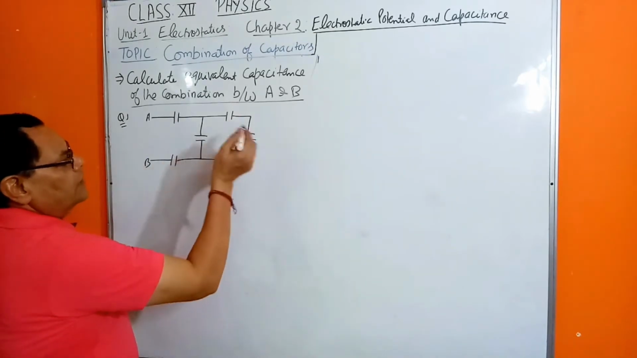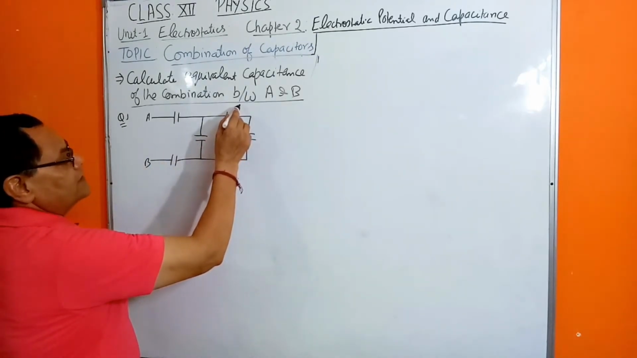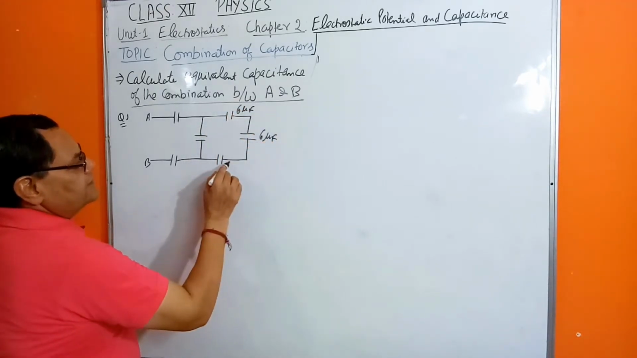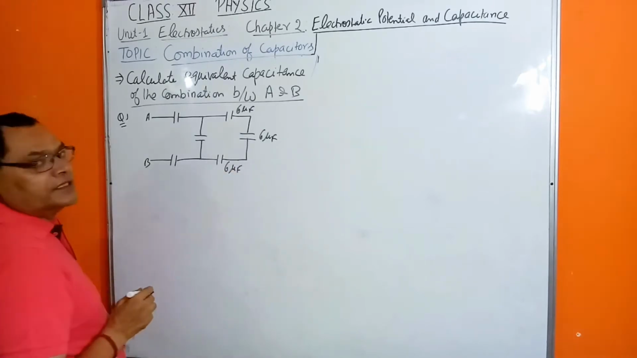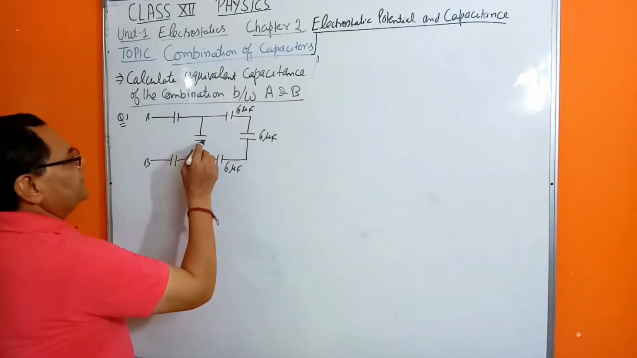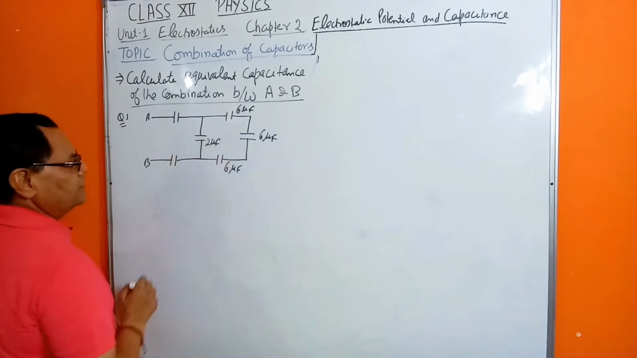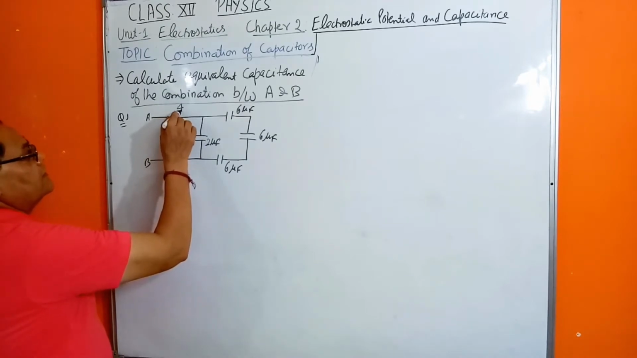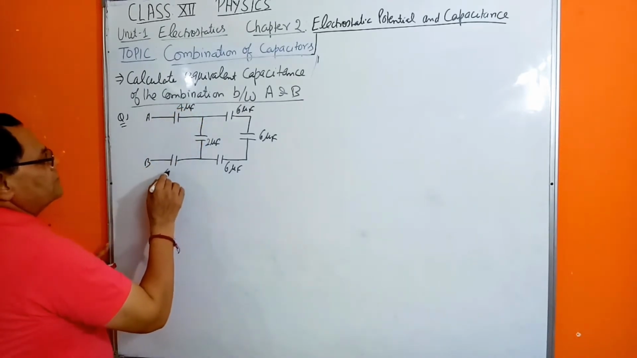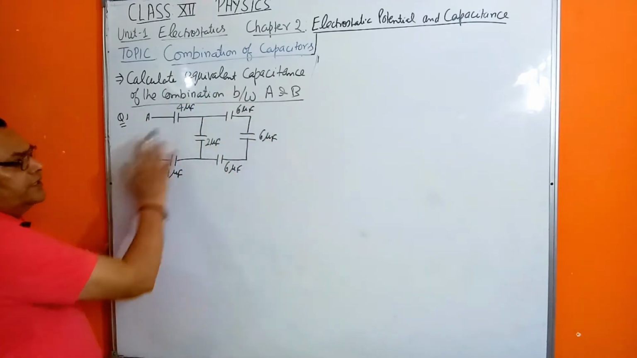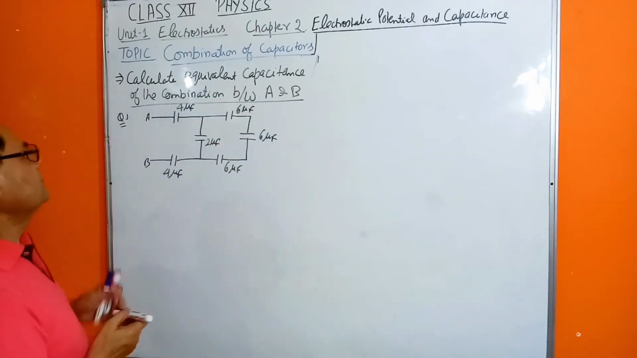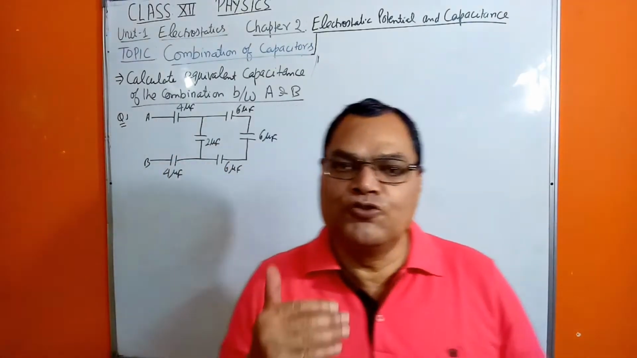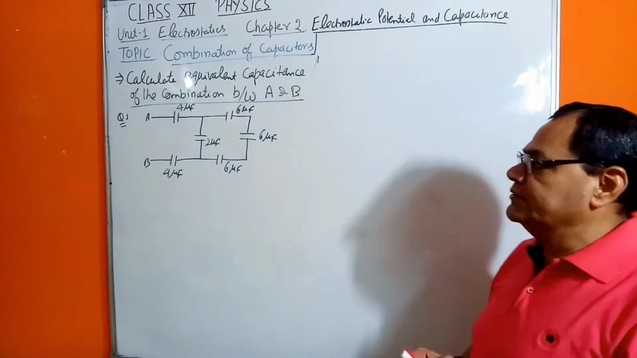Fine. So now let us assume this is 6 microfarad, 6 microfarad, 6 microfarad. Then let's say this is 2 microfarad, and this is 4 microfarad, and this also 4 microfarad. Any values may be given to you between A and B. So basically the question is we have to understand the logic, how to proceed, how to solve a question of mixed nature.